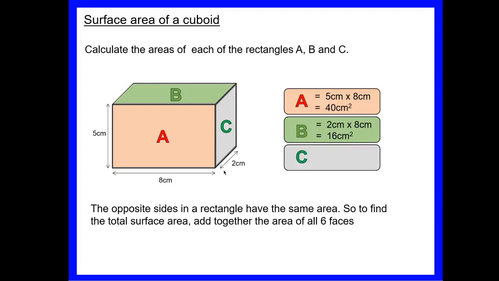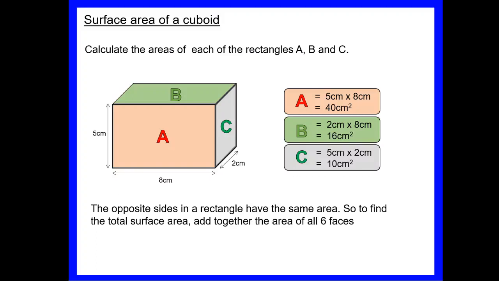Finally, for C then, we can see here we've got a width of 2 and we need this length here. So again, we look for one that's been labelled that's parallel, 5 centimetres. So it's 5 centimetres high. So 2 times 5, which is 10 centimetres squared.